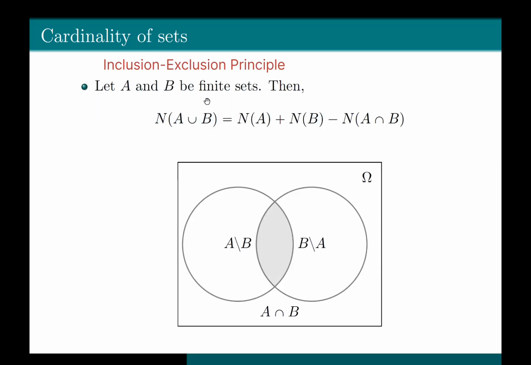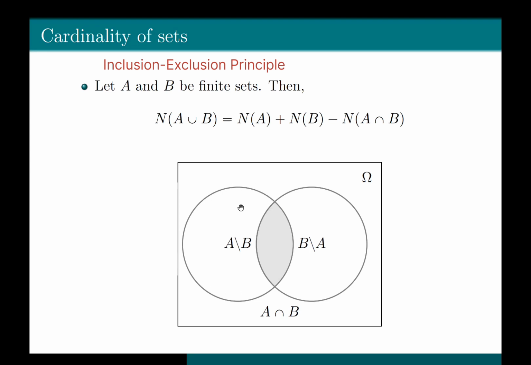Let's say A and B are 2 finite sets and they are not disjoint, which means they have some elements in common. The intersection between A and B is not empty. Then the cardinality of A union B equals the cardinality of A plus the cardinality of B minus the cardinality of A intersection B. Let's have a look at its Venn diagram first.